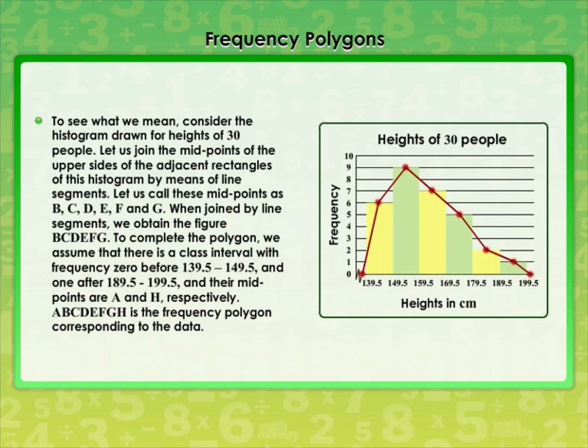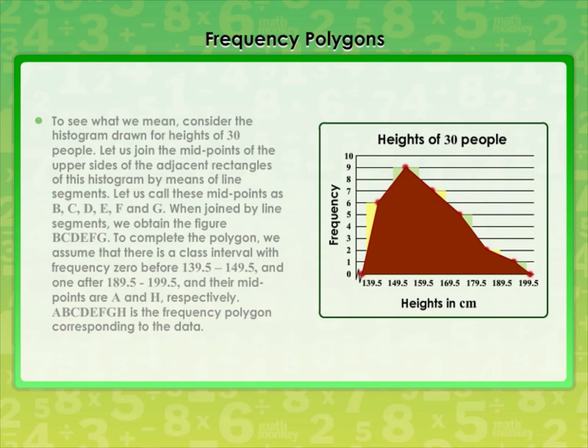To complete the polygon, we assume there is a class interval with frequency 0 before 139.5 to 149.5 and 1 after 189.5 to 199.5. And their midpoints are A and H respectively. A, B, C, D, E, F, G, H is the frequency polygon corresponding to the data.